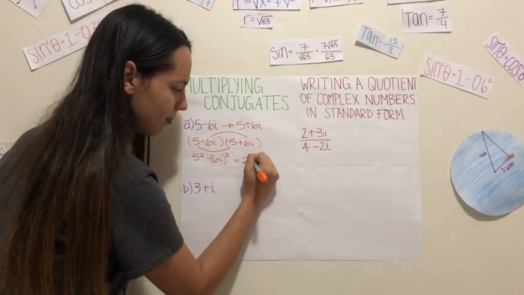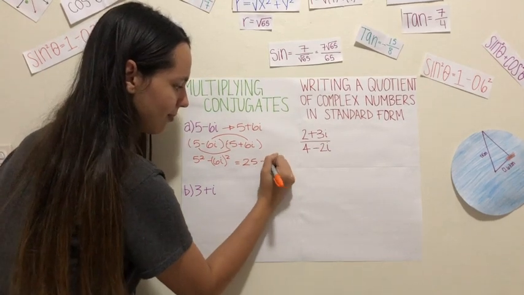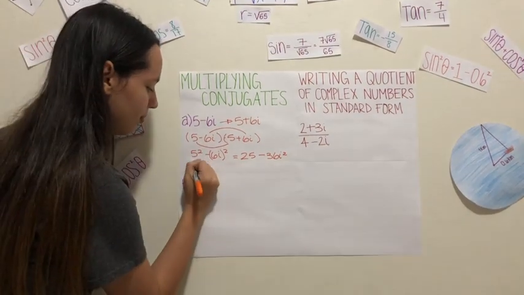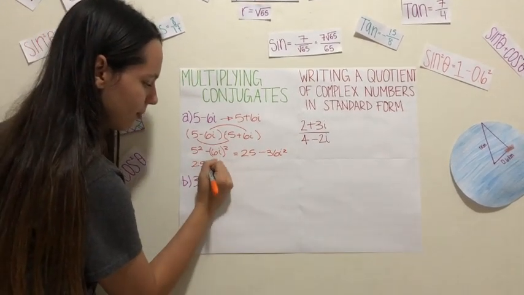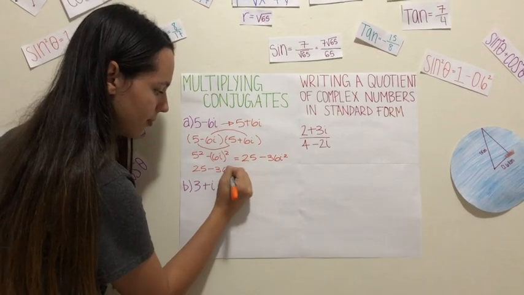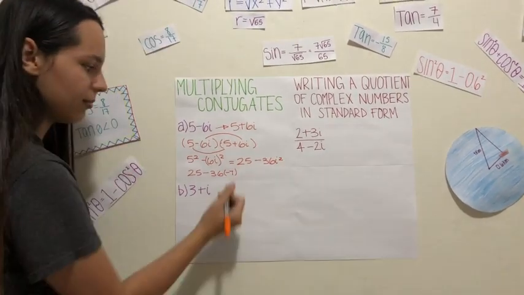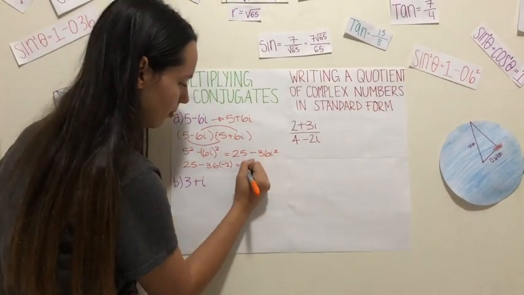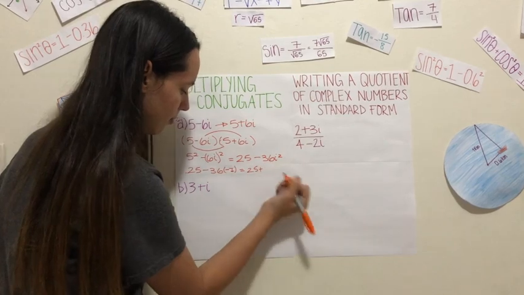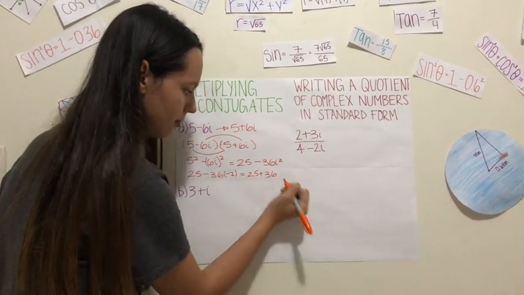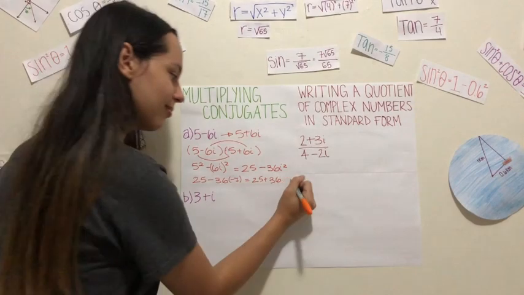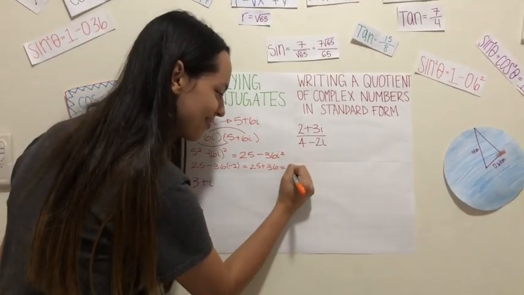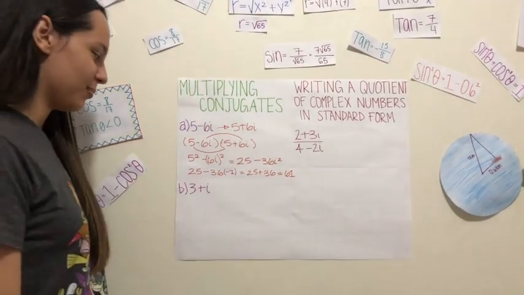When opening up the parentheses, you need to be careful. You need to remember that both the 6 and the i will be squared. Also keep in mind that your i squared will become a negative 1. Now all you need to do is add. Your answer will be 61.